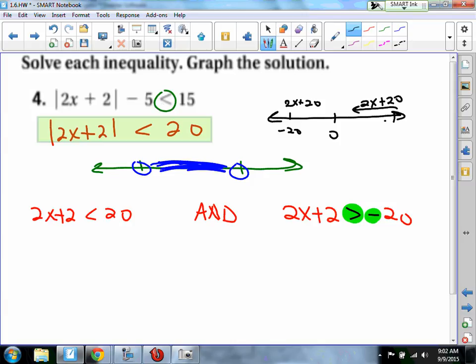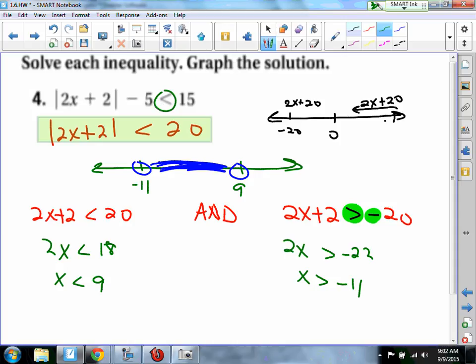Okay. So we're going to get 2x is less than 18, so x is less than 9. X is less than 9, so I guess I could plug a 9 in here. And then we'll get 2x is greater than negative 22, so x is greater than negative 11, and the negative 11 gets plugged in there, and that's that one. That's it. Anybody in this class get that one?